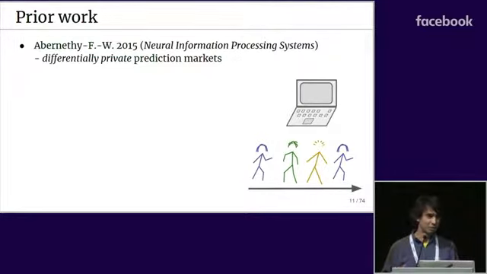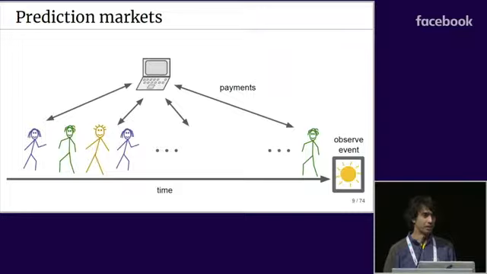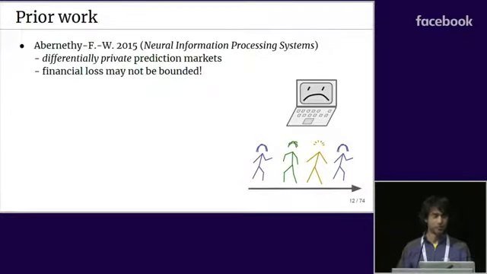You've seen differential privacy, so I'm not going to go into the definition, but they preserve the privacy of these choices that the participants are making at each time. The main drawback was that the financial loss of the mechanism may not be bounded in the number of participants. So the more people who arrive, the more money you might have to spend, and there's no way beforehand to cap that while still preserving privacy.